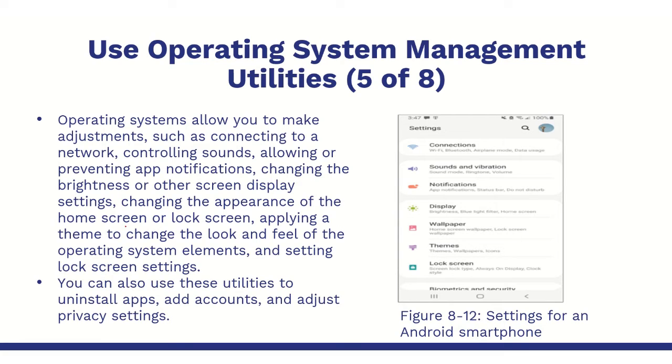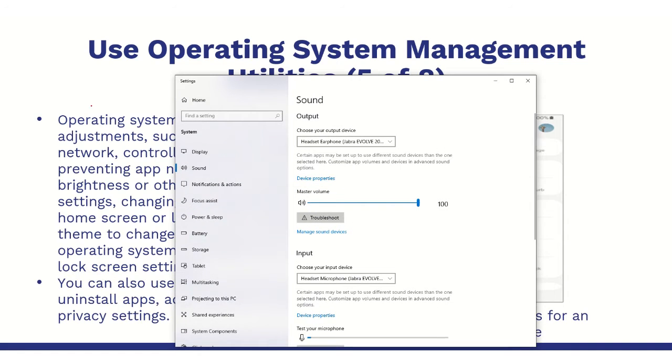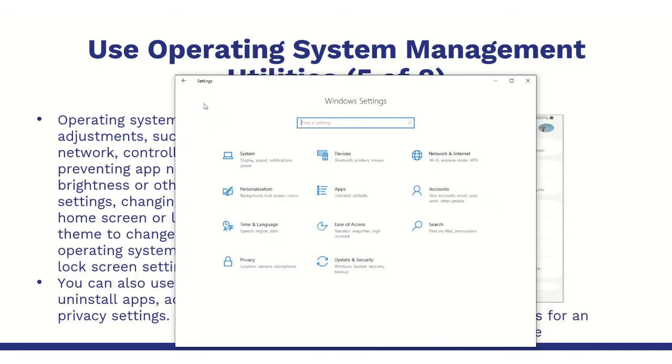The operating system allows you to make adjustments such as connecting to a network, controlling the sounds, allowing or preventing application notifications. All these things are done through the settings tab. This is the settings window. You can go to the home and you can see multiple areas under the settings.